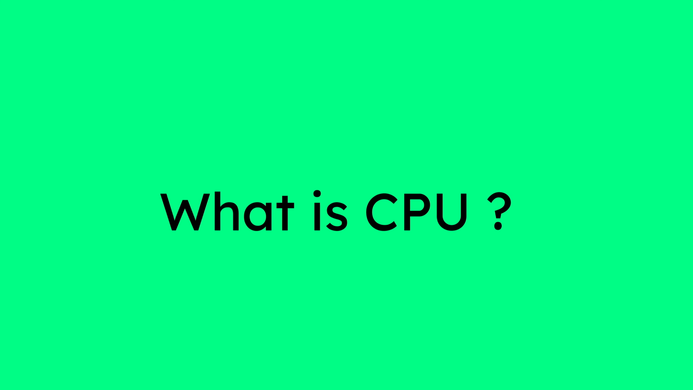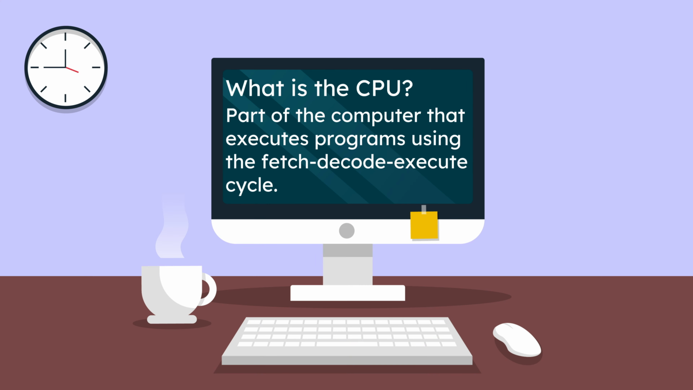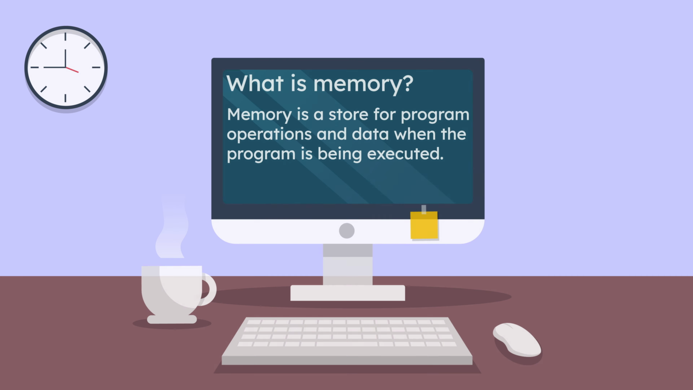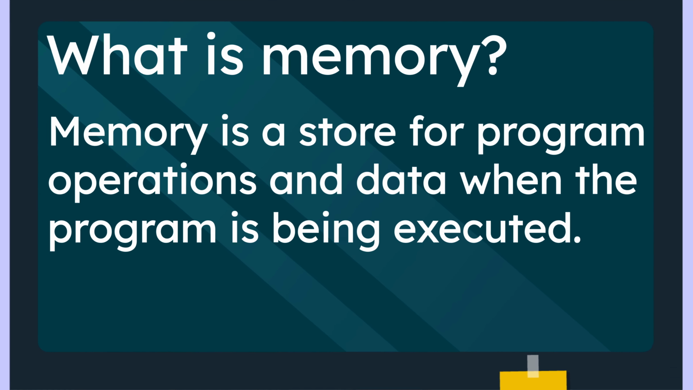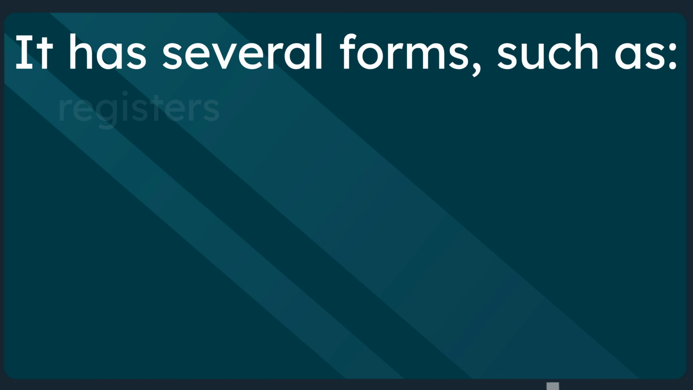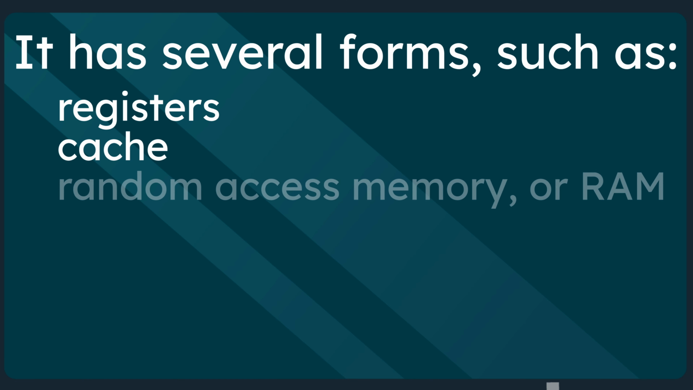So what's the CPU? It is the part of the computer which executes programs using the fetch, decode, execute cycle. We'll learn about that cycle later in another video. And memory, or RAM, stores program operations and data when the program isn't being executed. It has several forms such as registers, cache, RAM, and virtual memory.